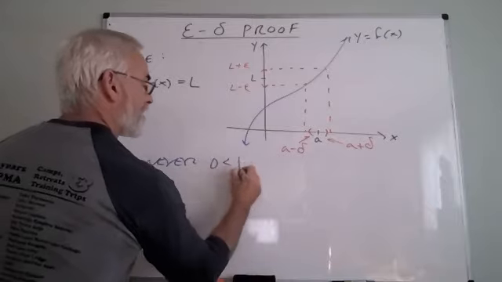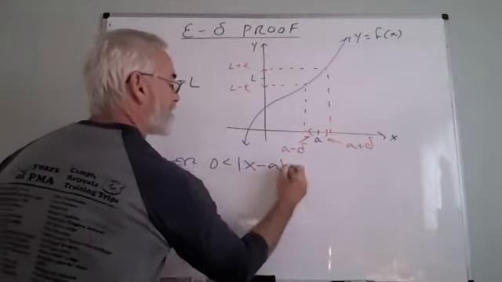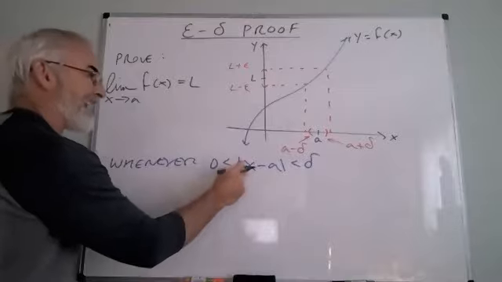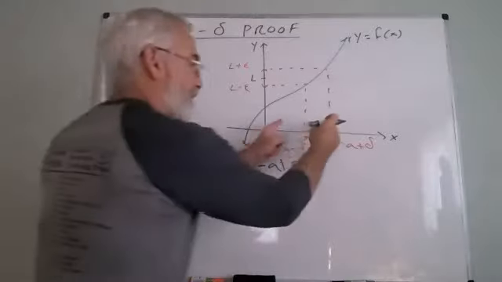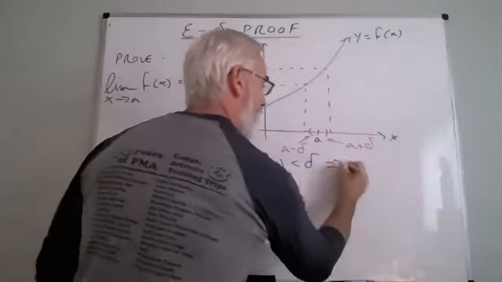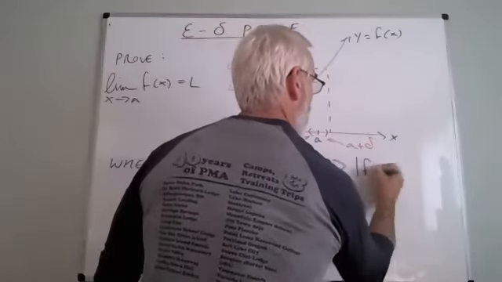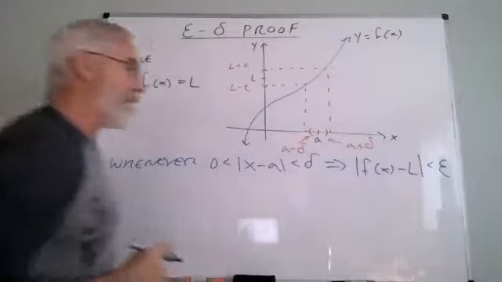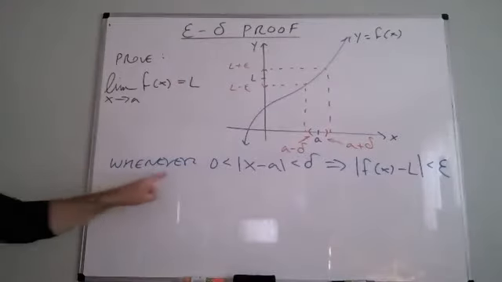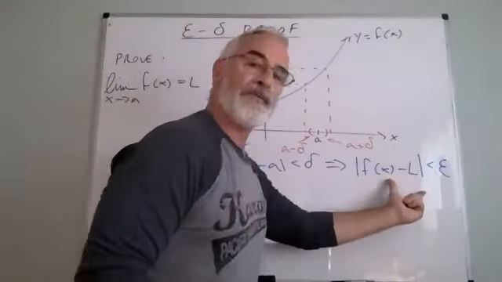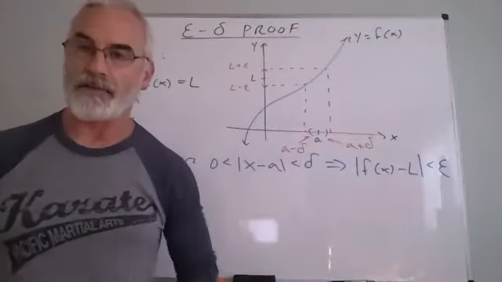Whenever 0 is less than the absolute value of x minus a, and that's less than delta, this is a strict inequality, which means x is never going to equal a. It's just going to get really, really close. This would imply that the absolute value of f of x minus L is less than epsilon. So my goal is to write a proof where this is the first statement of the proof, this is the last statement of the proof, and in between I'm going to do the algebra.